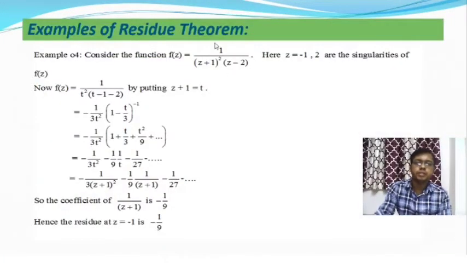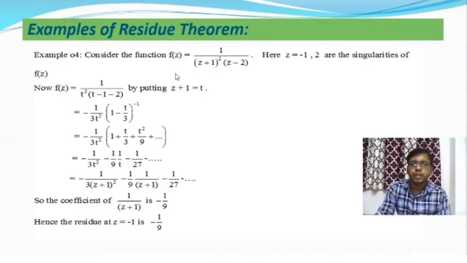So here is the example. This is example number 4. Consider the function f of z is equal to 1 by (z plus 1) whole square into (z minus 2). So we are going to find the residue at z is equal to minus 1. So z is equal to minus 1 and z is equal to 2 are the poles of the function f of z. So at the point z is equal to minus 1, it will be infinity, that is, this function does not exist at z is equal to minus 1 as well as at z is equal to 2.